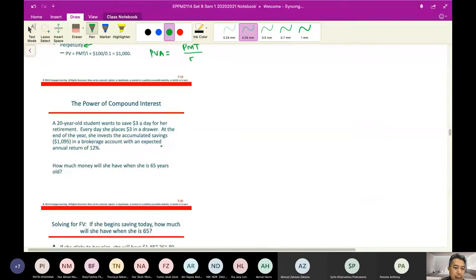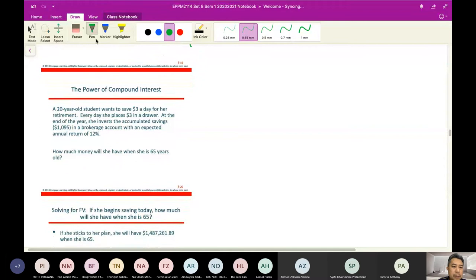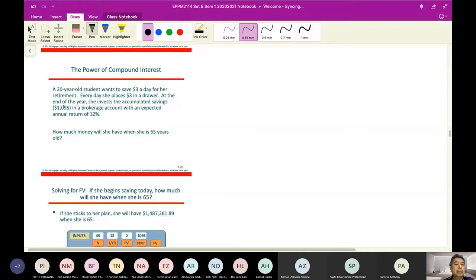So let's have a look at this example. This particular example discusses the power of compound interest. Please read this question. Let's say you are a 20-year-old student. You save $3 per day, you put it in the drawer every day. Let's say in ringgit, RM3 every day for 365 days, you receive 1095 for 1 year. And then at the end of the year, you invest. So this is your present value. At the end of the year, she invests the accumulated savings in a brokerage account with an expected return of 12%.